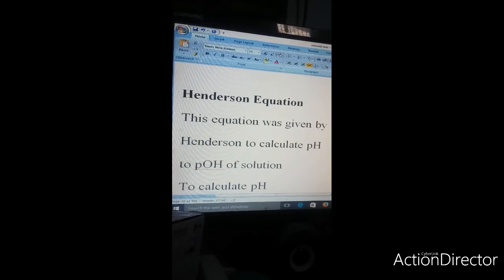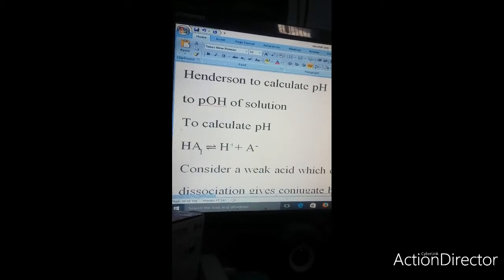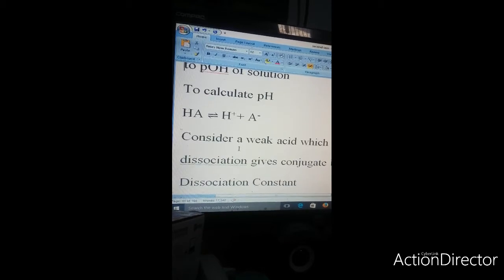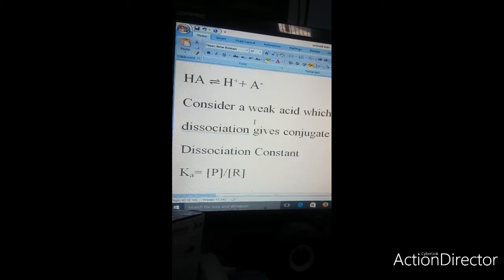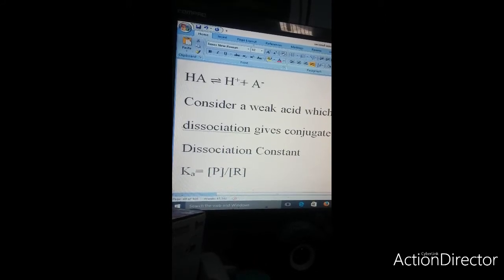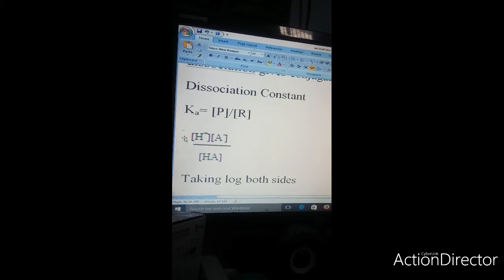Now let us talk about Henderson's equation. This equation was given by Henderson to calculate the pH and pOH of the solution. To calculate the pH, let us consider a weak acid, HA, which dissociates to give you H plus ions and A negative ions. The dissociation constant will be given by the concentration of the products upon the concentration of the reactant. The products are H plus ions and A negative ions, upon the reactant HA. So Ka is equal to H plus times A negative upon HA.